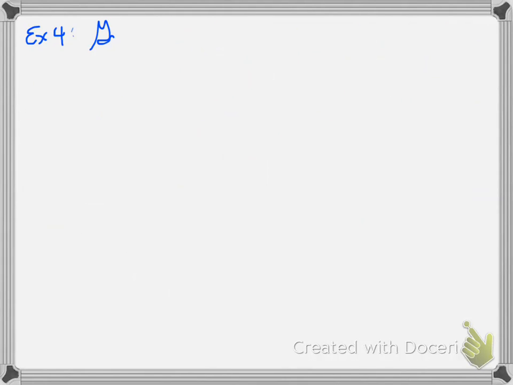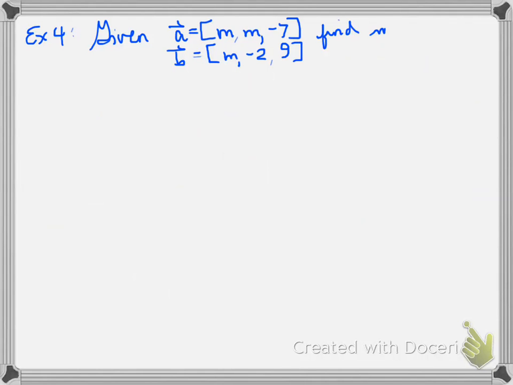In example number 4, you're given that vector A is equal to (m, negative 7), vector B is equal to (m, negative 2, 9). Find m such that vector A is perpendicular to vector B. Try this question now before I give you the answer. Stop the video now.